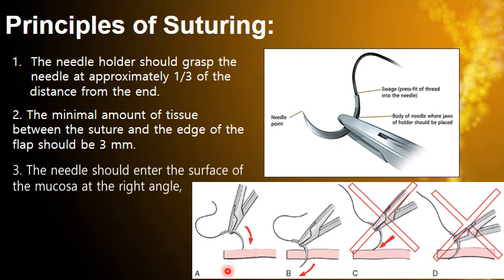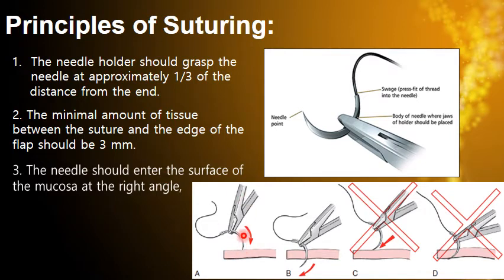When I do the suture, the minimal amount of tissue between the edge of the flap and the point of entry of the needle is approximately, or at least, 3 millimeters. I don't do it so close, like 1 millimeter, as it will cause a tear, and I don't do it far away, as it will cause tension on the suture. Approximately 3 millimeters is the most accepted distance.